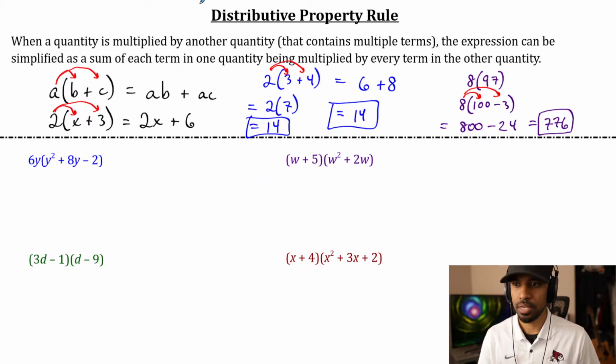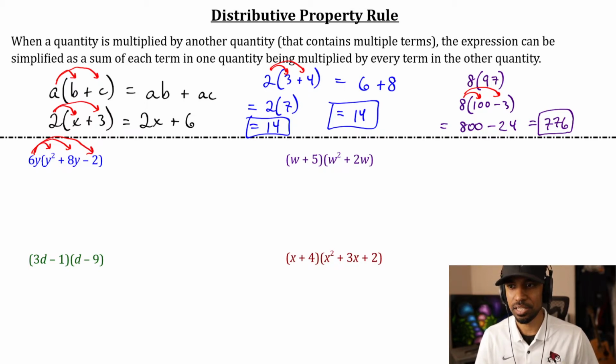All right, so this one in blue here, same thing. I'm going to distribute the 6y into the y squared, the 8y, and the negative 2. Now, notice here, it's not just a 6 that's distributing inside, it's also a y here. So let me just write out kind of a basic forefront on what this means.